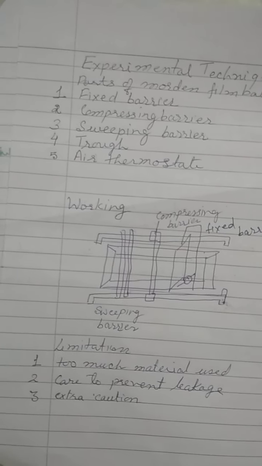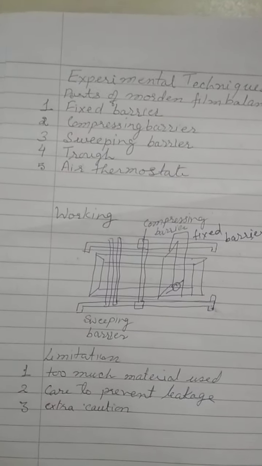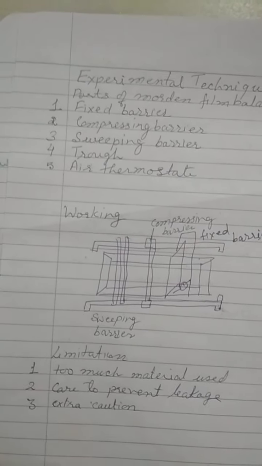Fifth part is the air thermostat. Thermostat is required for precise work at constant temperature only. The working: a tiny amount of insoluble spreading substance is introduced onto a cleaned water surface.